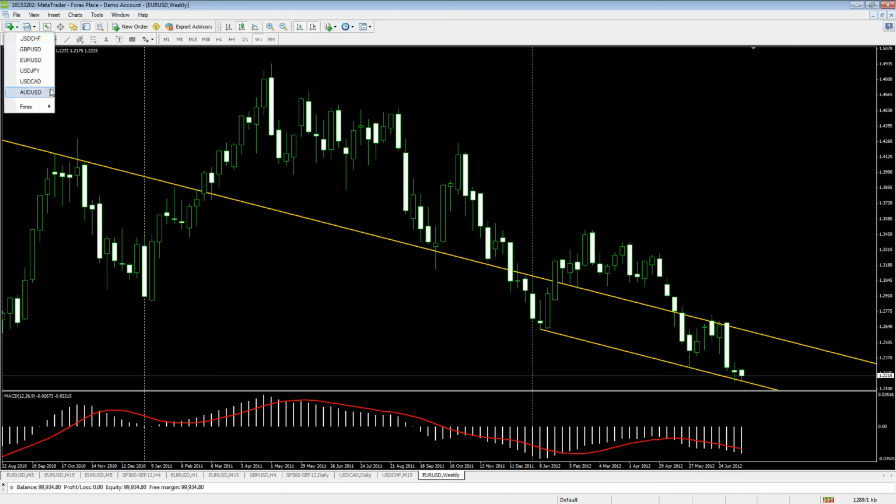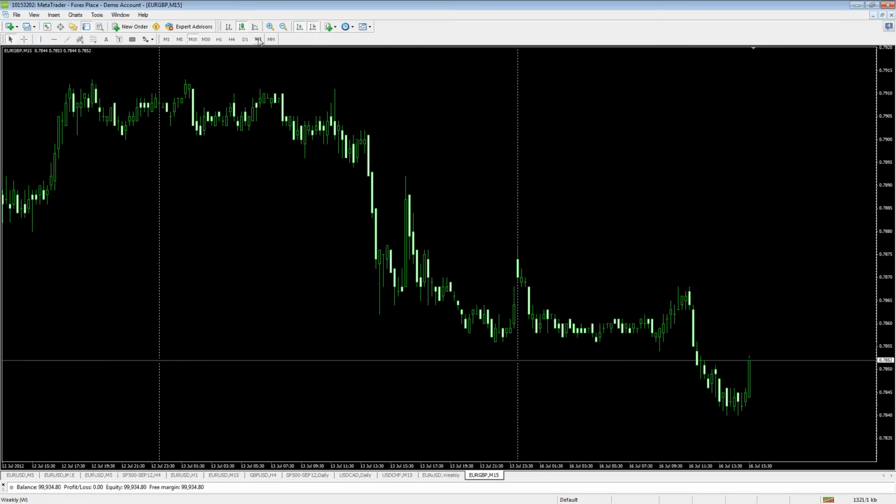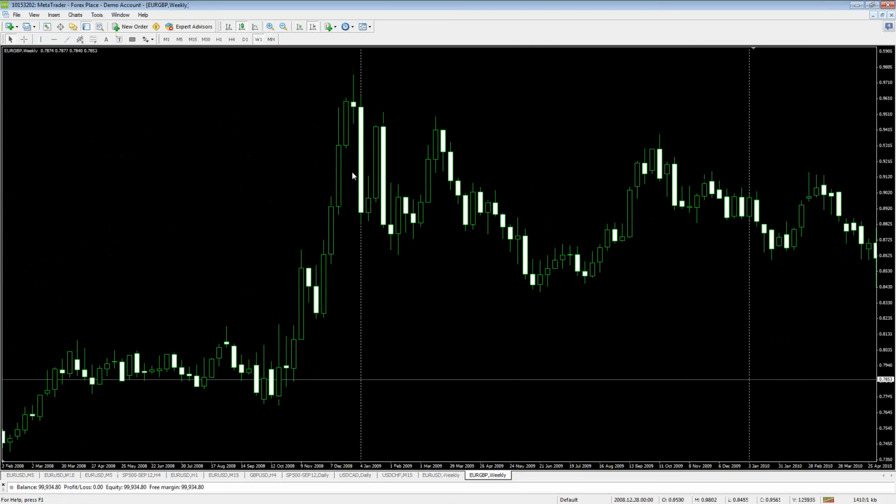This is the weekly chart. The best example I remember for this candle on a weekly chart is on the euro pound. I think this is the best example for a spinning top as a reversal candle.